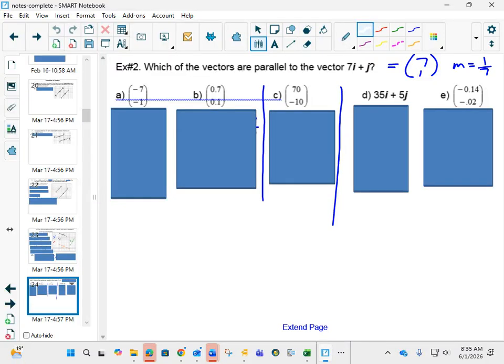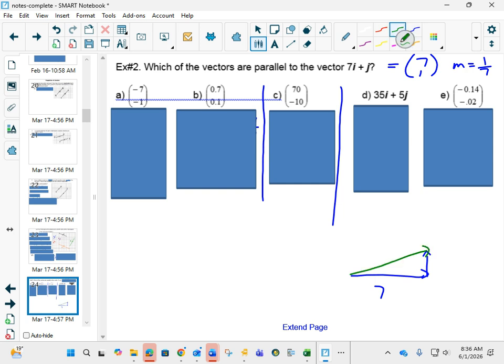All right, I think we were on example 2, continuing with the properties of vectors. We're asked which vectors are parallel to 7i + j. So 7i + j means that you will go 7 in the x direction and 1 up.